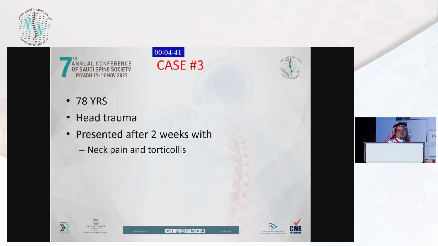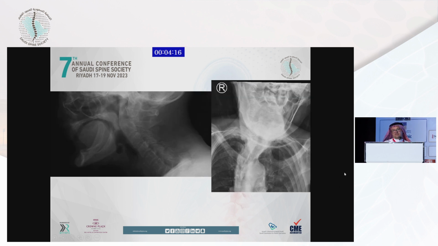So the last case is the most difficult one. This is a type 4 rotatory subluxation, which is extremely rare. She is around a 78-year-old lady. She had just an osteoporotic small fall, and she has some neck pain that was getting worse over 2 weeks. When we saw her, the pain was so severe and her head was tilted. You are going to see it in the X-rays. This is her head position.